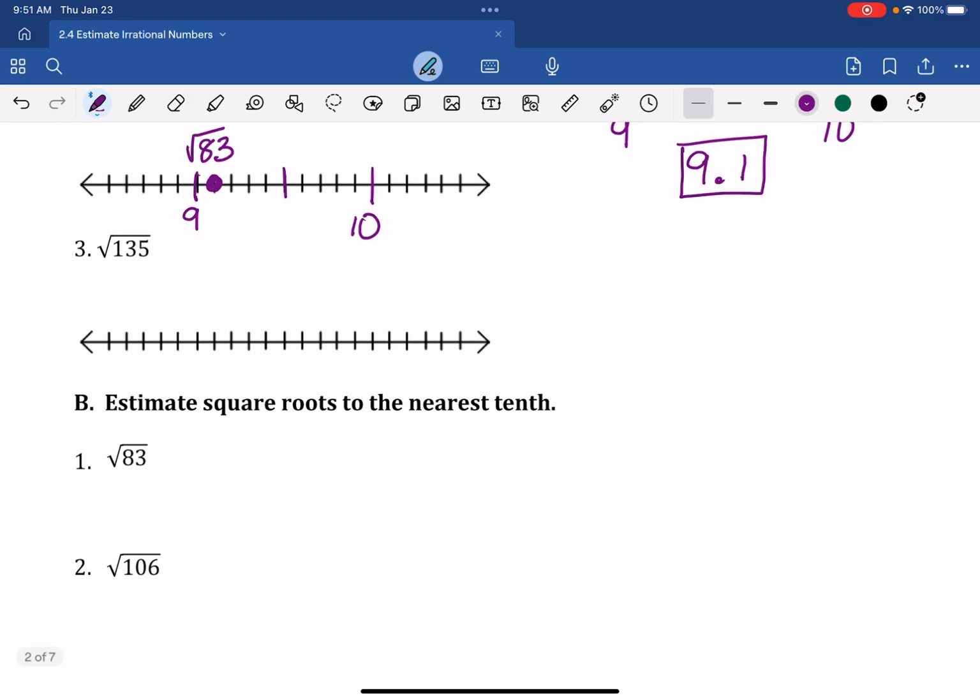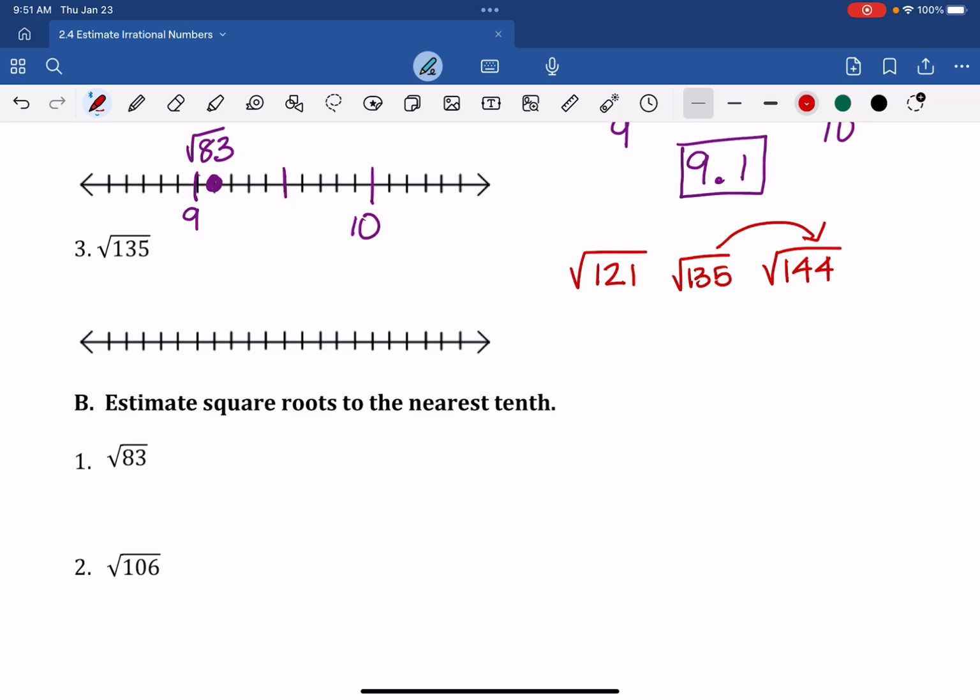Okay, 135. So if we look at our perfect squares chart, 135 is in between the two perfect squares of the square root of 121 and the square root of 144. So 135 is in between those two numbers. It is closer to the square root of 144, but it's not like super close.